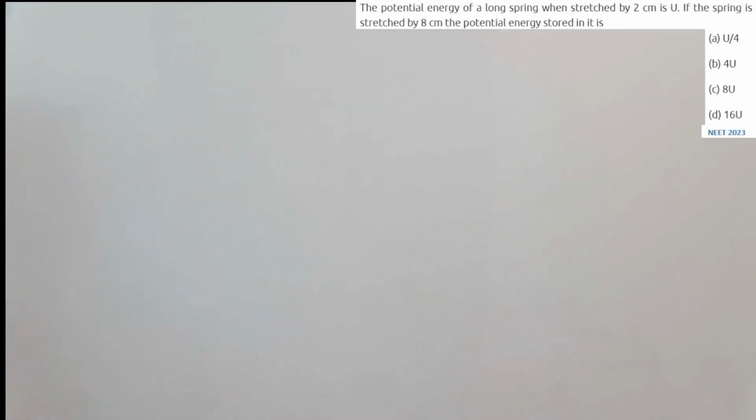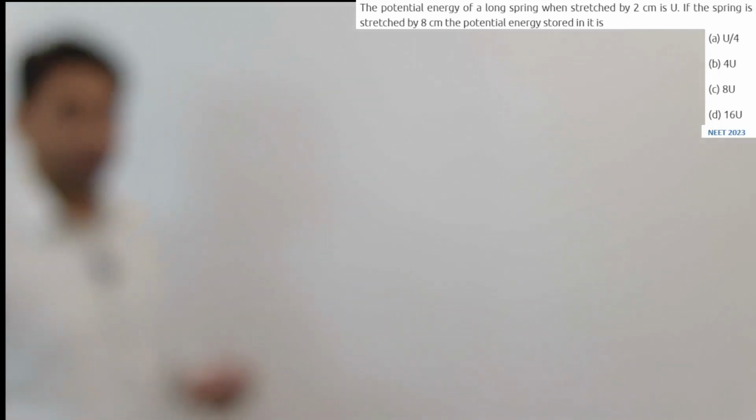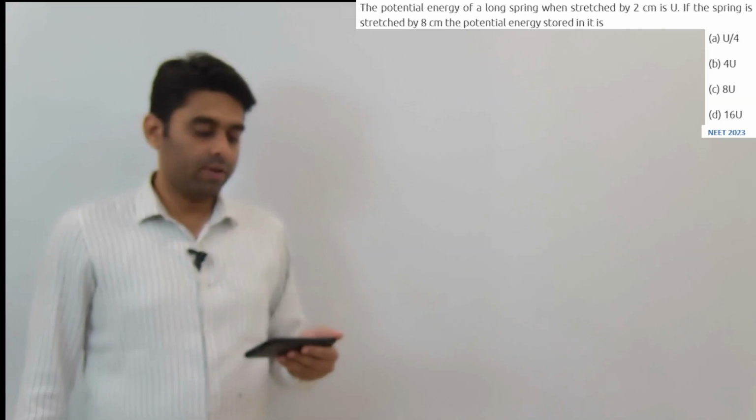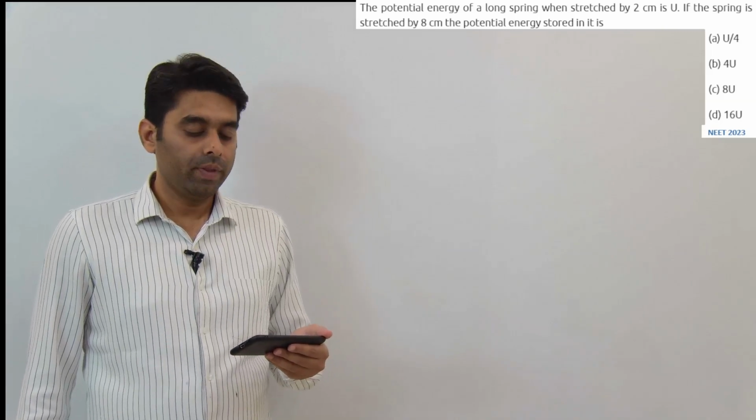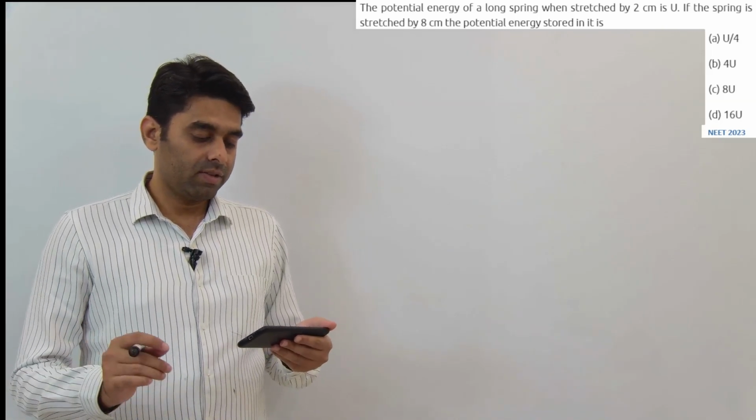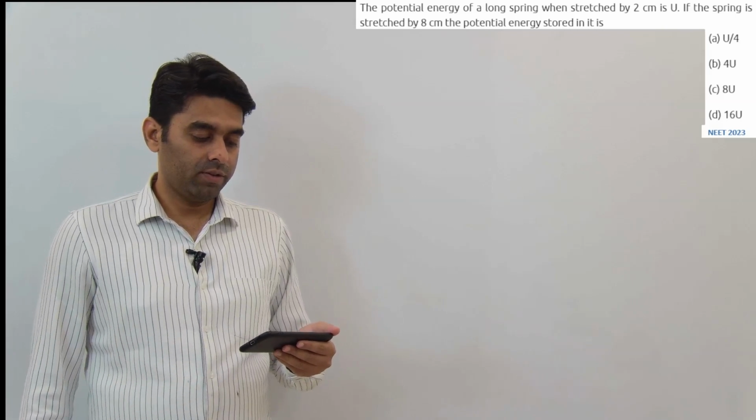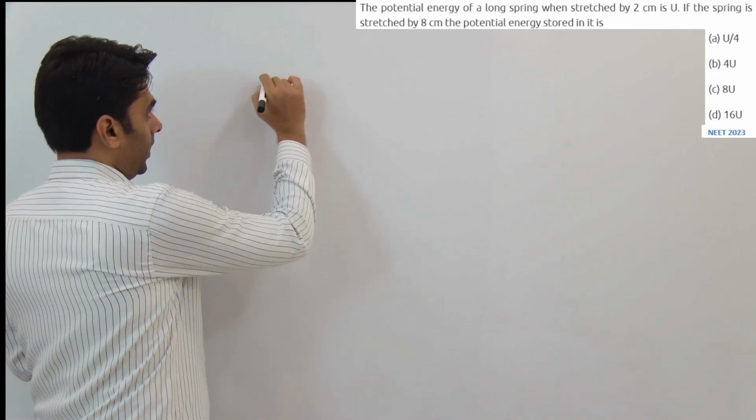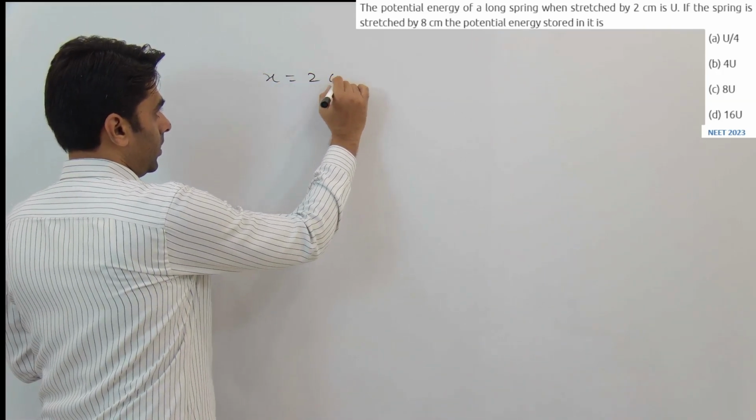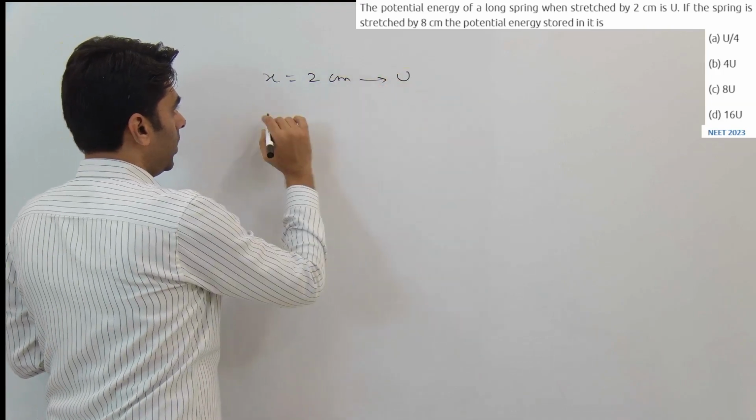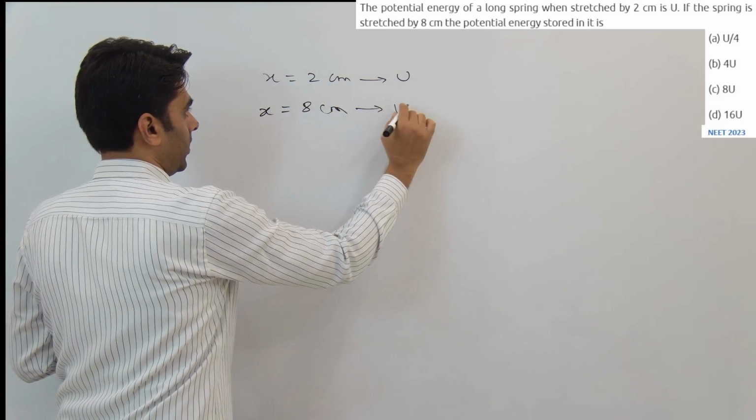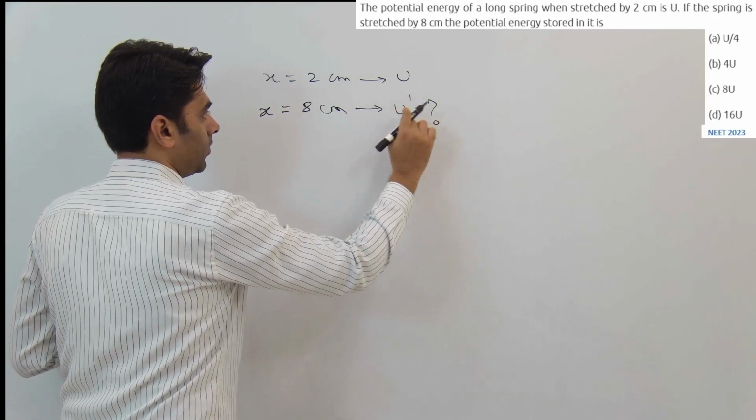So the first question that we have is your NEET 23 question. It says the potential energy of a long spring when stretched by 2 centimeter is U. If the spring is stretched by 8 centimeter, the potential energy stored in it is. So when x is equal to 2 centimeter, potential energy is U. When x is 8 centimeter, what is the potential energy? I am calling it U dash. This is what they are asking.